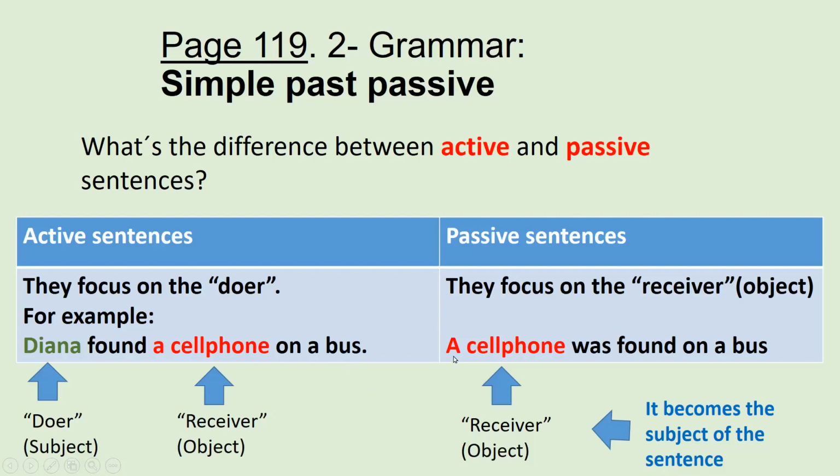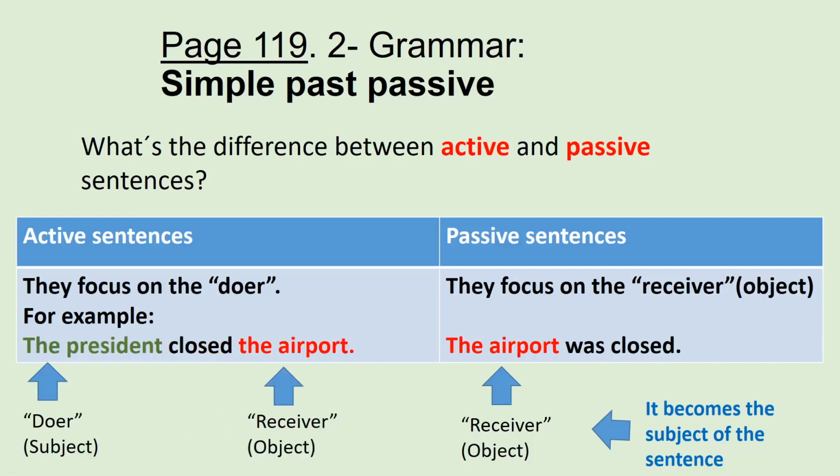Now, in passive sentences, like we mentioned, it's going to focus on the receiver or the object. Now, a cell phone, that in this case was the object, becomes the subject of the sentence. So a cell phone was found on a bus. We're going to move on to the next example.